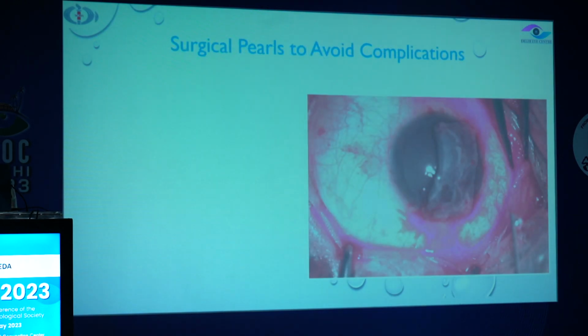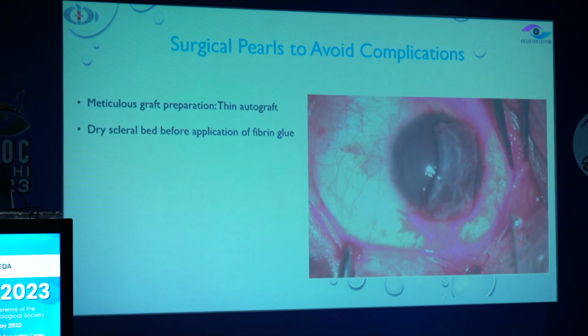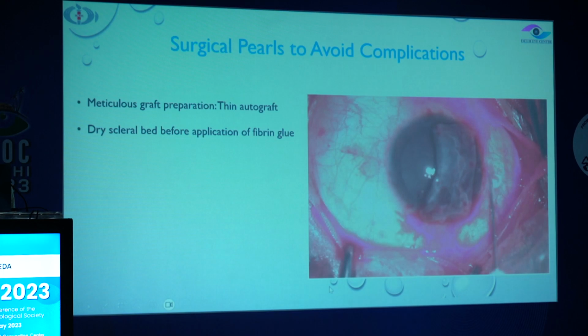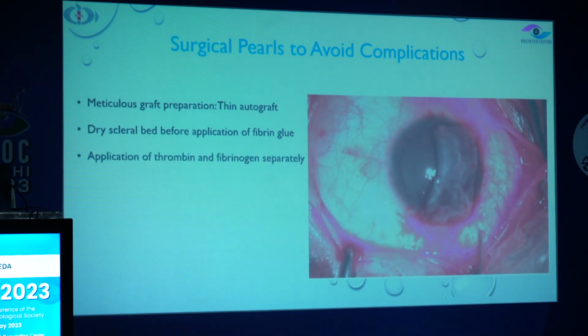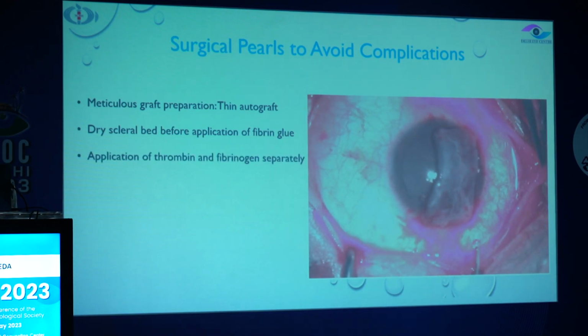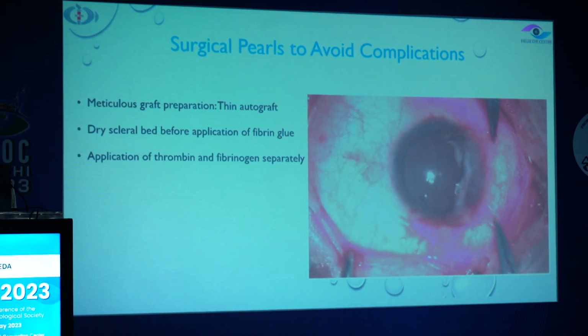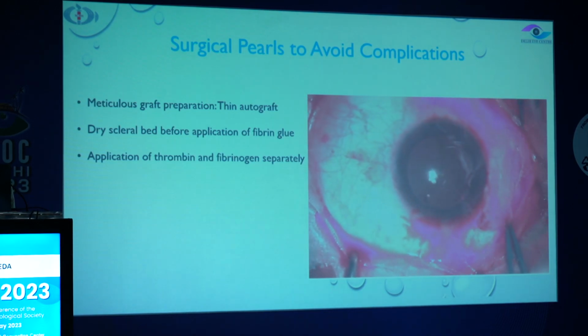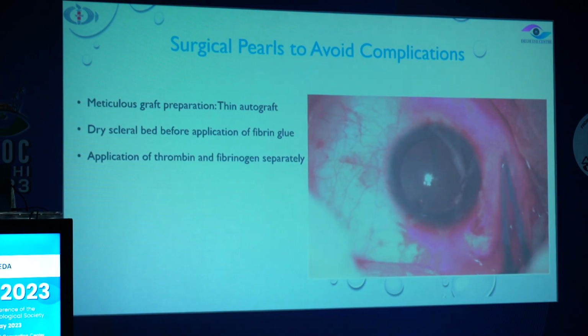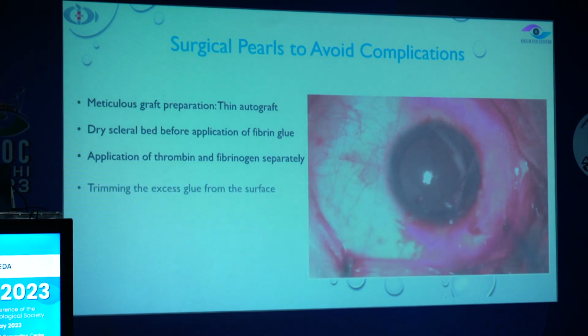So I'm just going to end with a few tips to avoid these complications. First is to have a meticulous graft preparation, to have a thin autograft to begin with, which sits in better and there is less chance of displacement. To dry the scleral bed before the application of the fibrin glue so that we have a thin layer of glue on top, and then to use the thrombin and fibrinogen components separately, typically in 1 ml syringes mounted on 26 gauge needles, and iron out the graft well after securing it in place.